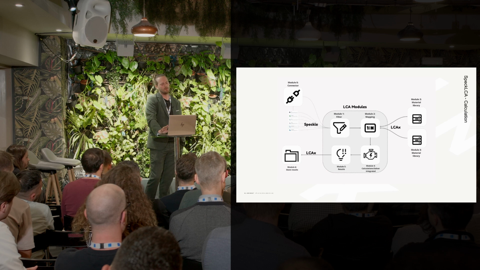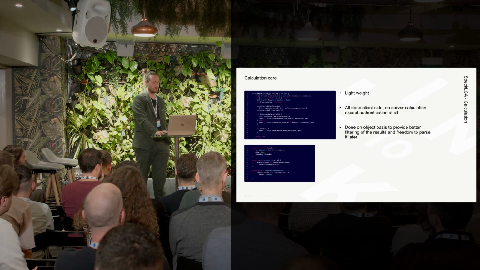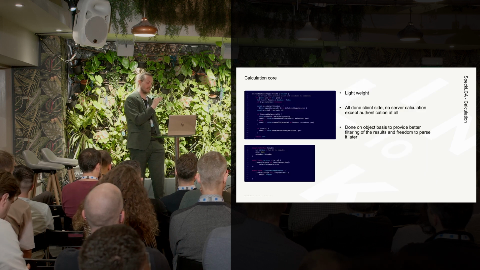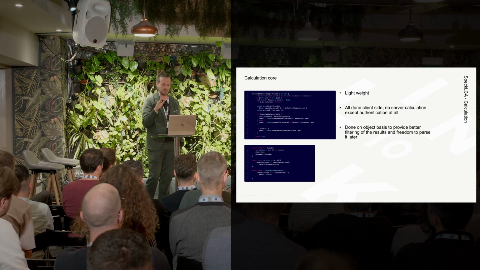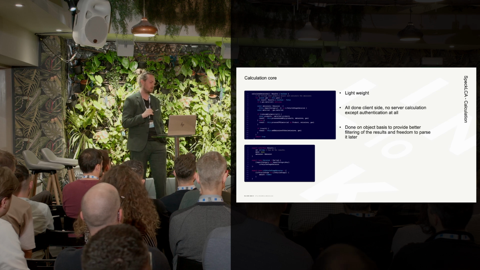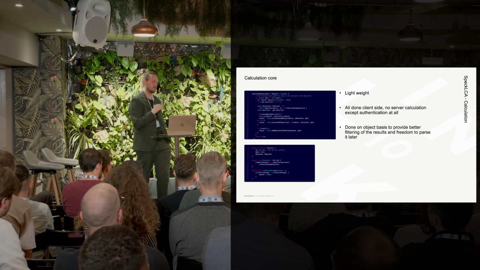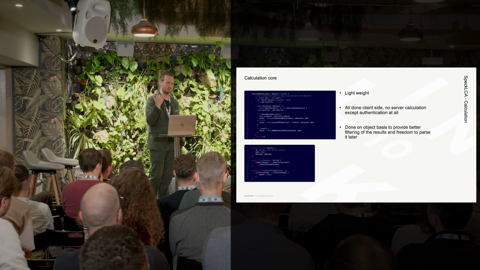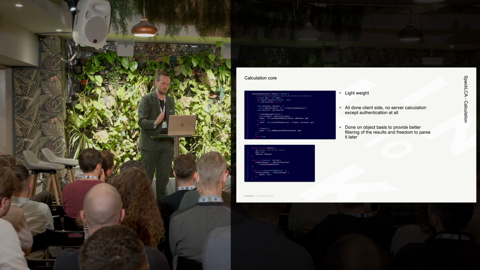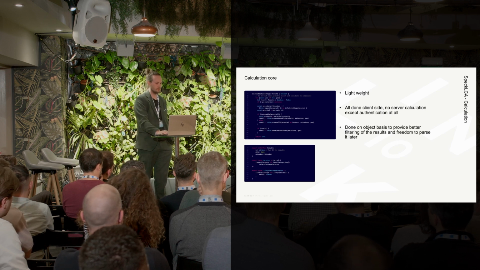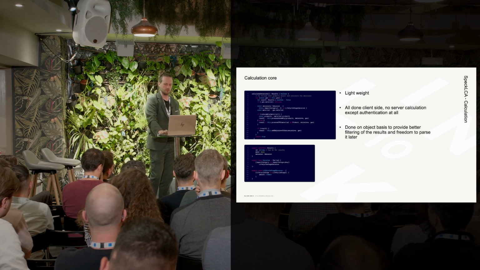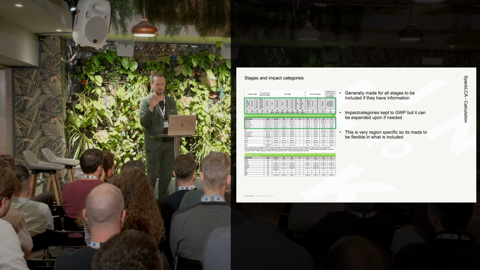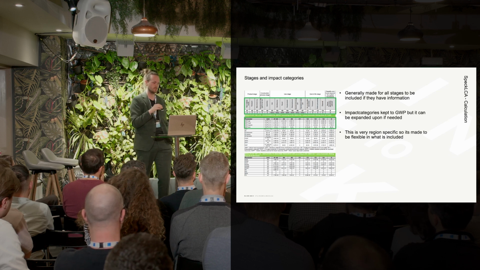So the solver, I won't get into this because it's super lightweight, and it's all done client side. We don't have a server doing any calculations. There's some authentication that is being done, that's server side. But the calculation is super simple. It's basically quantity times emission value. It's not something that interesting, but we're doing this on object basis, so we can filter it later on. So it's only the mapping that is done by logic, but this is object.